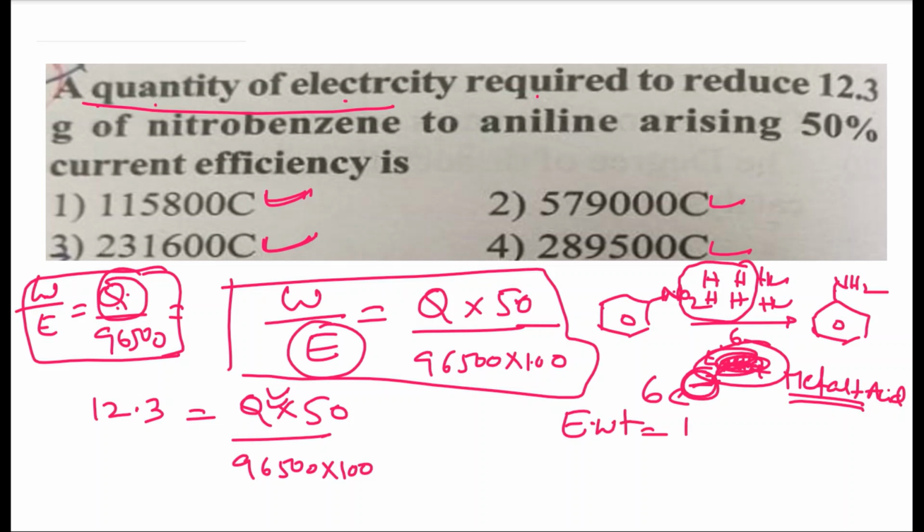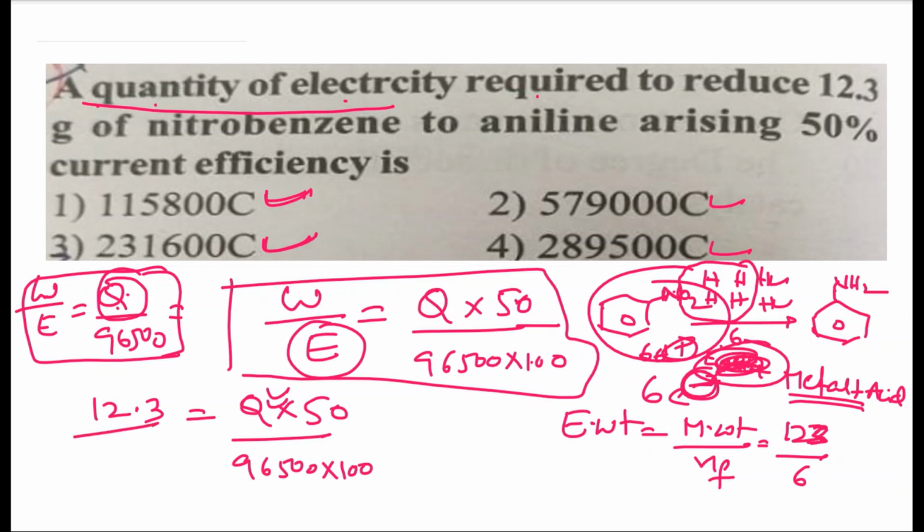Equivalent weight is equal to the molecular weight of nitrobenzene by n factor. What is the molecular weight of nitrobenzene? 123. So the molecular weight of nitrobenzene is 123 by 6. Why do you take n factor as 6? Because 6 hydrogens are there, 6H plus, 6 electrons are transferred, so n factor is 6. So equivalent weight is equal to molecular weight by n factor, 123 by 6. Then you just find Q here. You will get 11,5800 coulombs. So the first option is the correct answer.